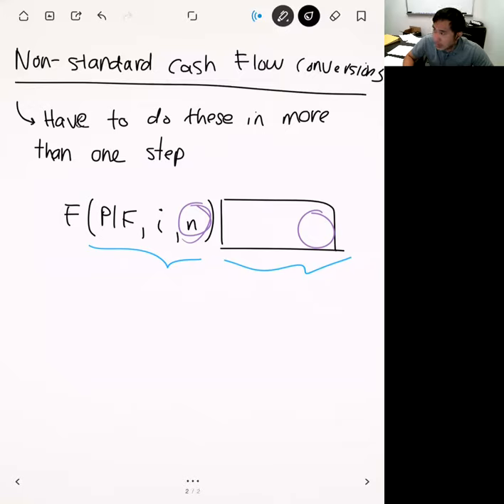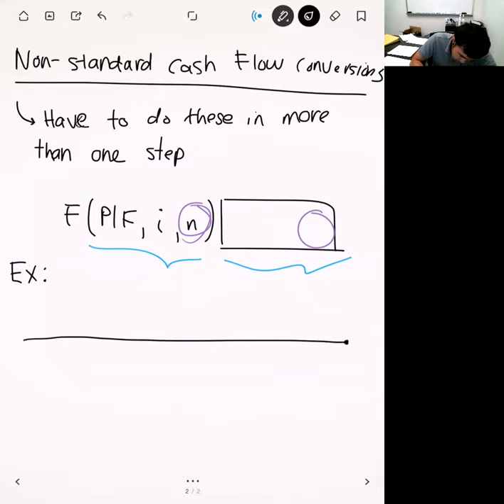And so I'm going to do a simple example that shows how to take an arithmetic gradient and a uniform series that may be non-standard and then convert them back to the present day. Okay. All right, and so let's take the following example. And so let's say that we have the following cash flow diagram. Okay.